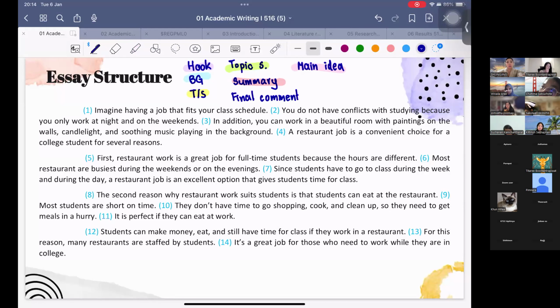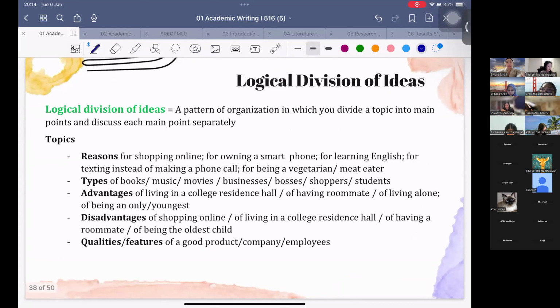For the conclusion, identify the summary and final comment. So which sentence is which, this and that. Let's have a look, have a read, take your time. Identify the hook, background information, thesis statement, topic sentence, summary, and final comments, and read. Moving on to the next one.